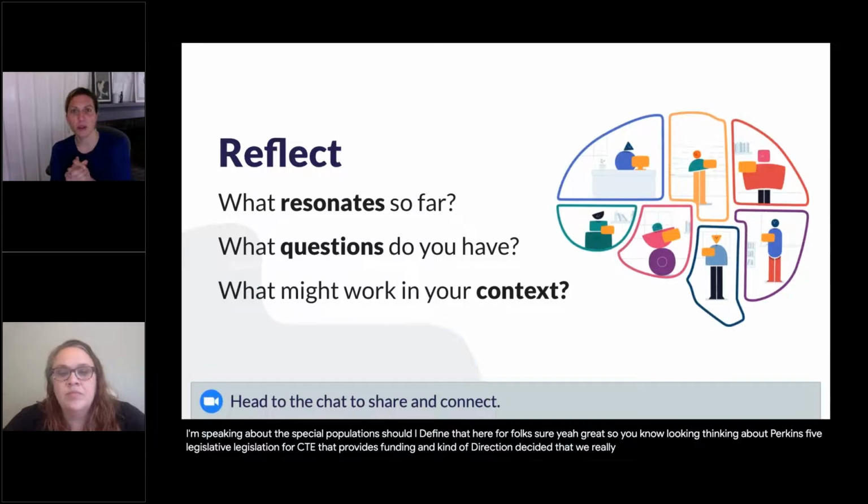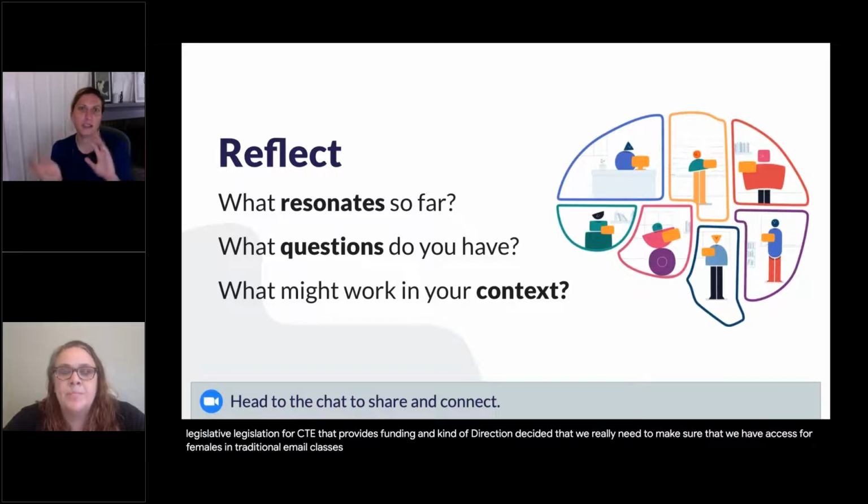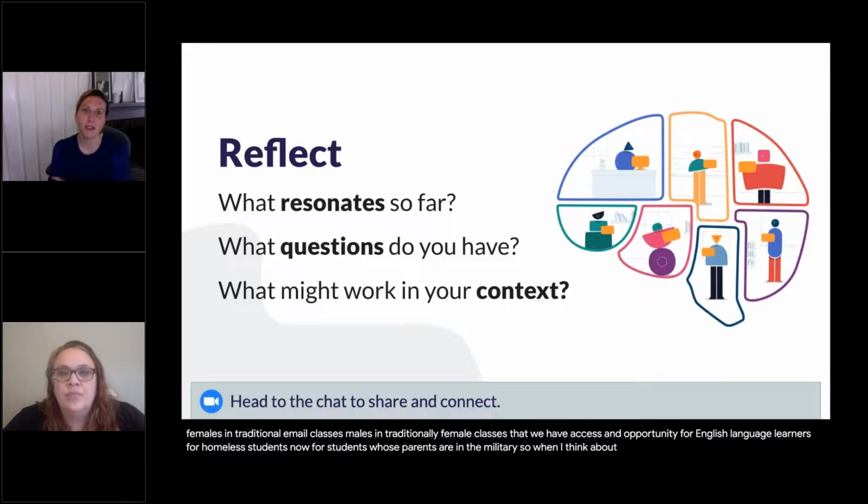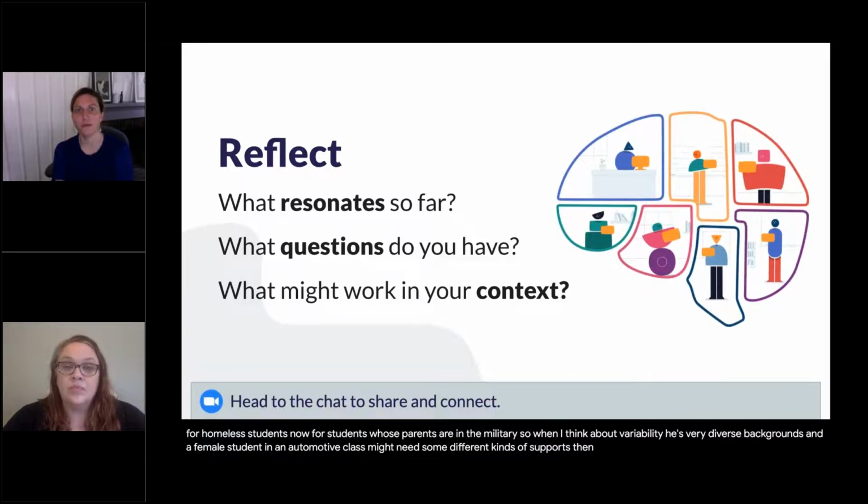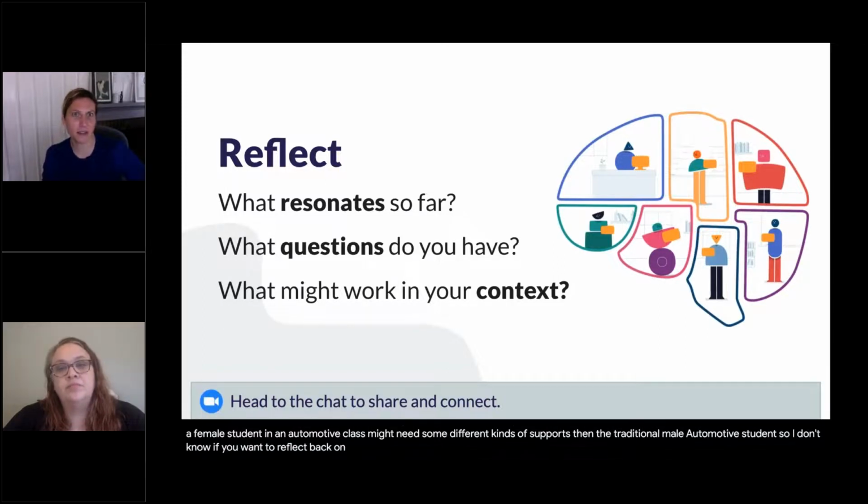decided that we really need to make sure that we have access for females in traditionally male classes, males in traditionally female classes, that we have access and opportunity for English language learners, for homeless students, now for students whose parents are in the military. So when I think about variability, the students themselves are coming from very diverse backgrounds, and a female student in an automotive class might need some different kinds of supports than the traditional male automotive student. So I don't know if you want to reflect back on that, Melissa.